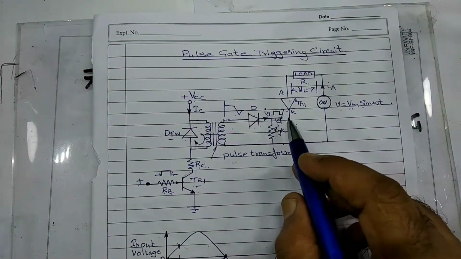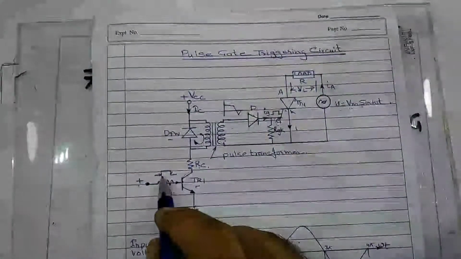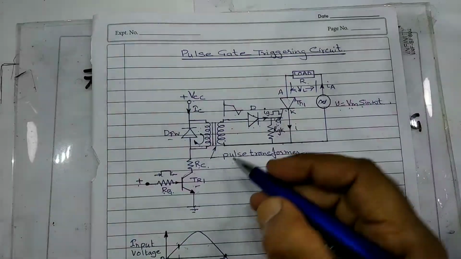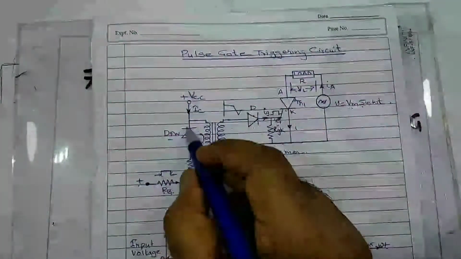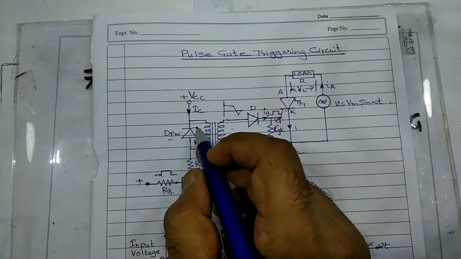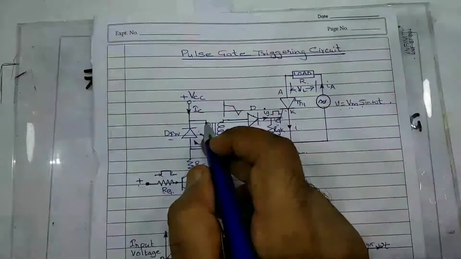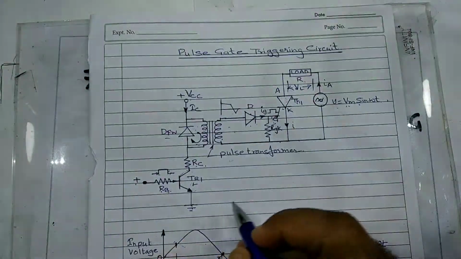Now, when the pulse is cut from this side, the transistor switches off and the remaining energy in the primary side is just passed through the freewheeling diode when T1 is switched off.